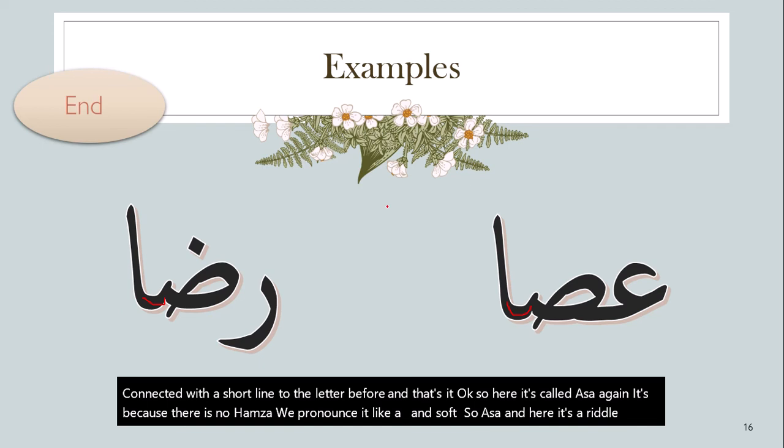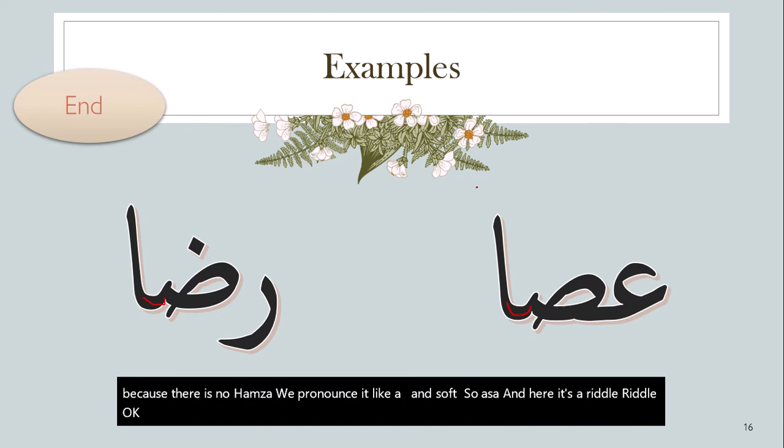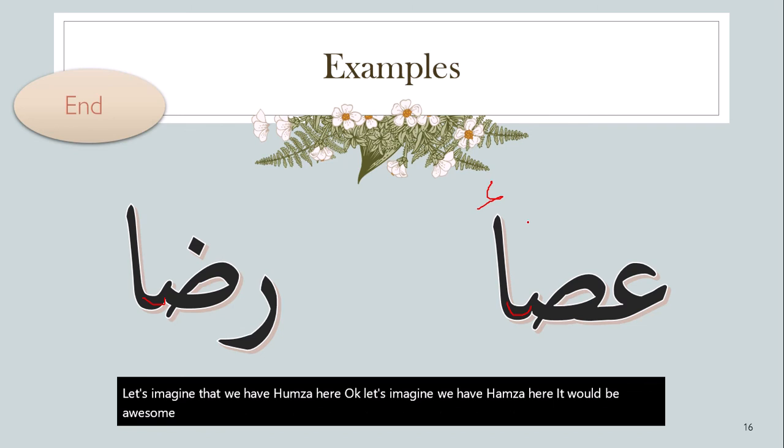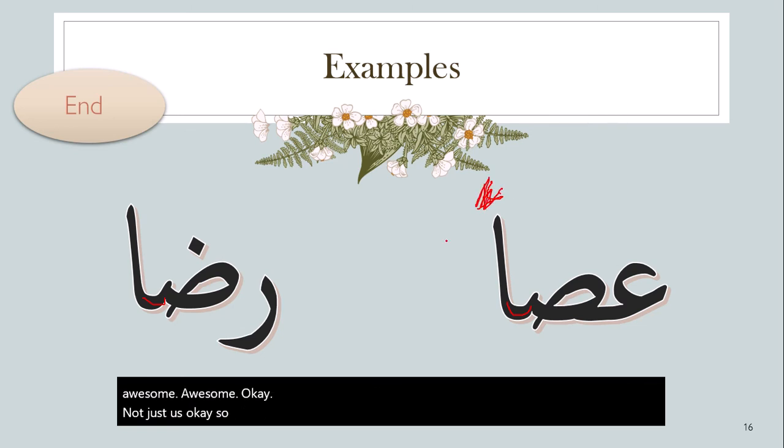Let's imagine that we have hamza here. It would be asa, not just asa. So without the hamza, it's asa.